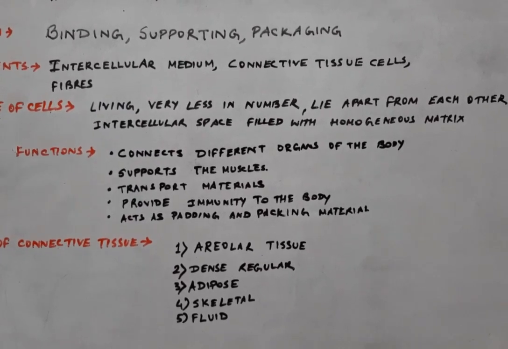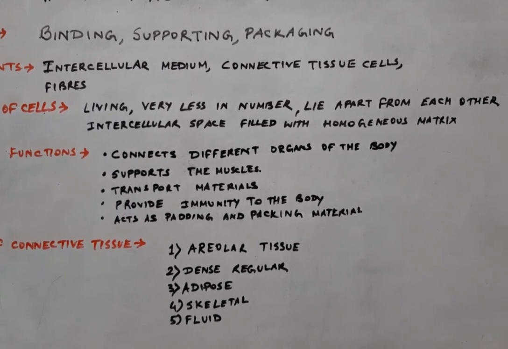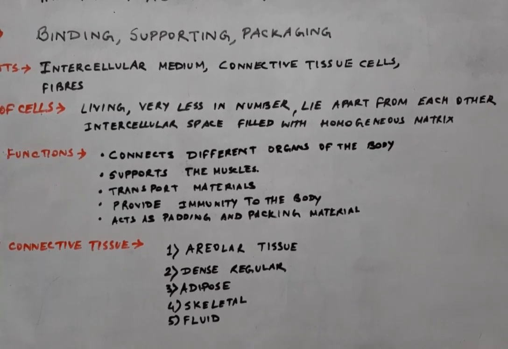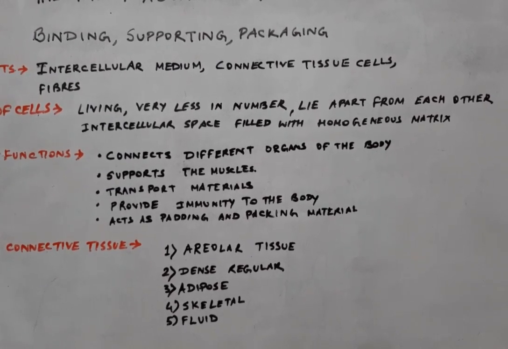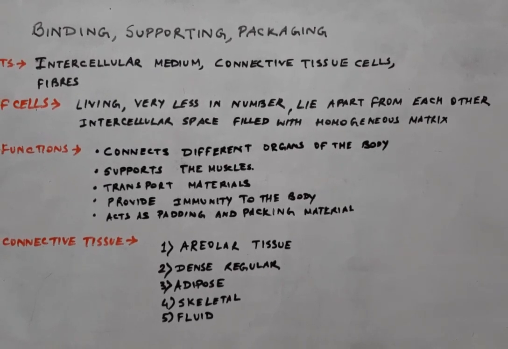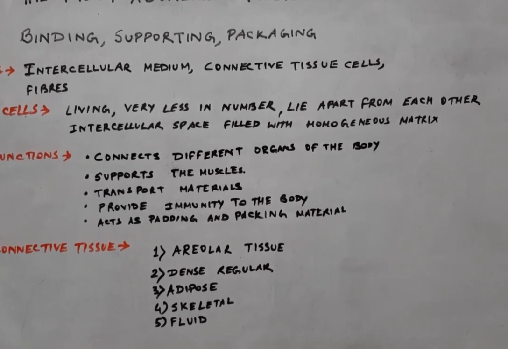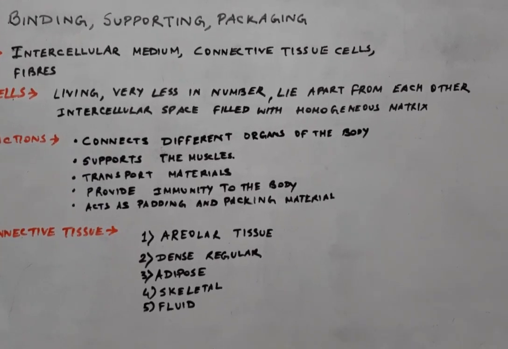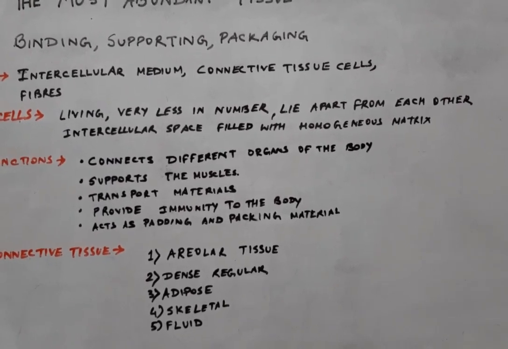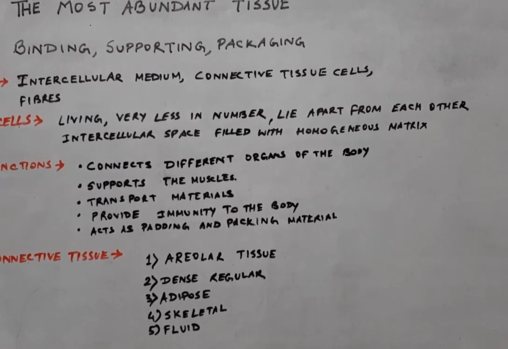Third function, transport of materials in all parts of the body as blood and lymph. Fourth function, it provides immunity to the body by lymphocytes and macrophages which occur in the matrix of the connective tissue. And finally, the fifth function is that it acts as a protective padding and packaging material as well as a protective sheath. So these are the general functions of the connective tissue.